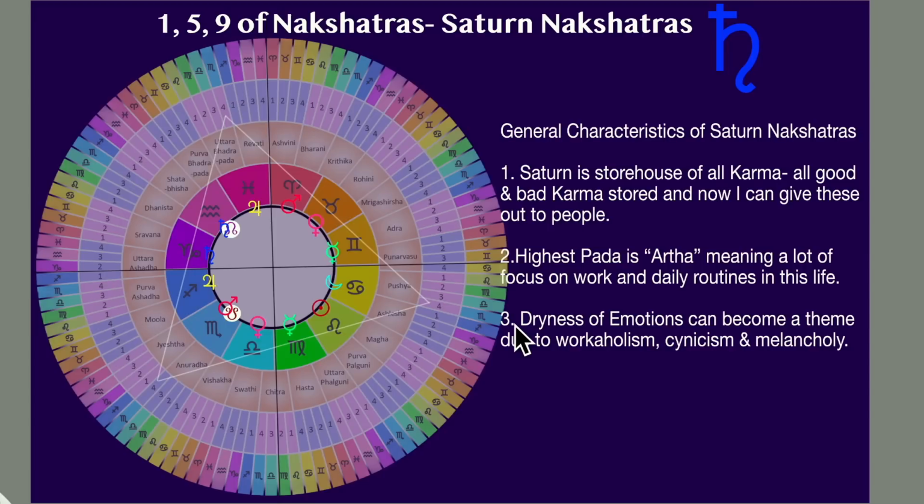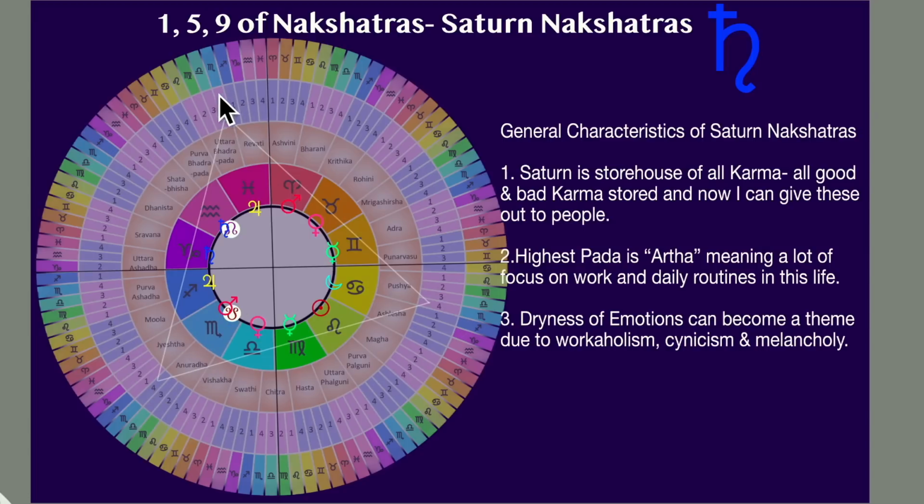One of the other challenges here could be there is a dryness of emotions that can become a theme due to workaholism, cynicism and melancholy. All these three words, workaholism, being a workaholic, cynicism, critical of everything, and melancholic, general melancholy, are the traits of Saturn itself. And the highest exaltation is in second pada. Put all these three things together. I want you to start thinking along these lines.